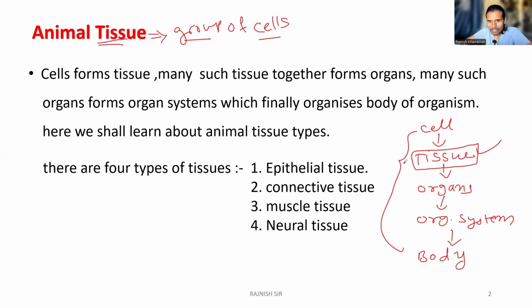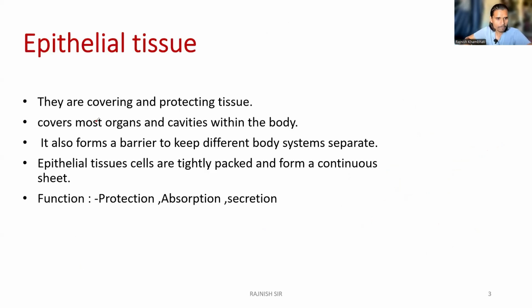Now, there are 4 types of tissues you can see. One is called epithelial tissue, second connective tissue, third is muscle tissue, and fourth is neural tissue. So there are 4 tissues present. We will be learning all these 4 tissues and their types, and the chapter is over. Let's move ahead. First, epithelial tissue.